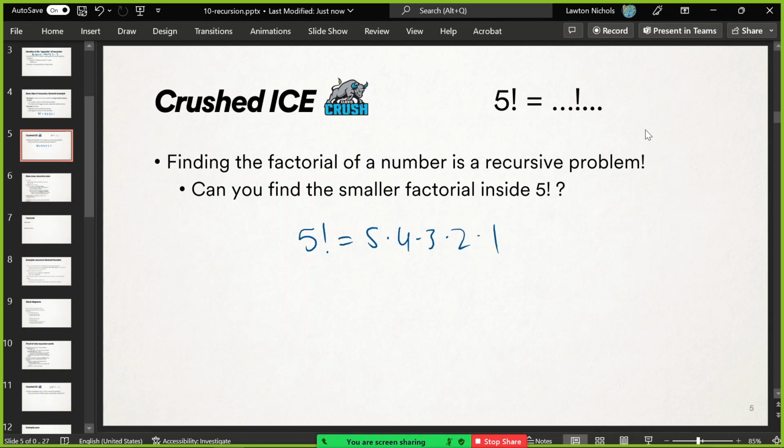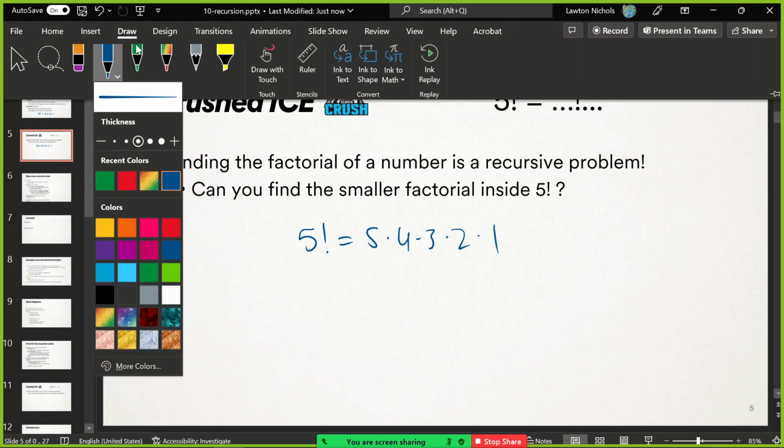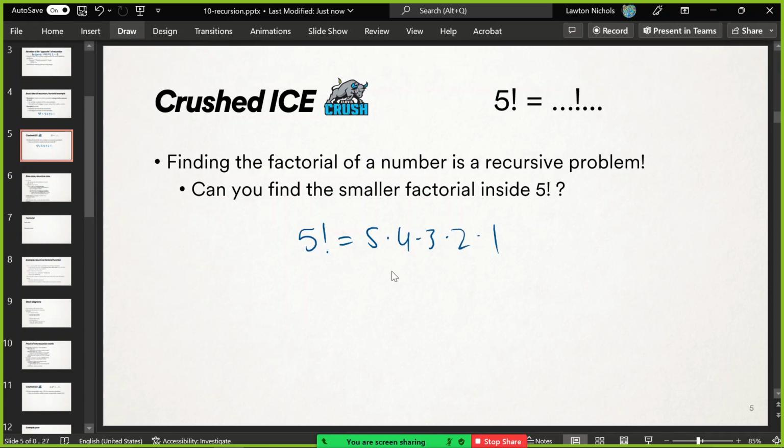All right, that is my very quick 1-minute timer. What did we see? Did we find a smaller factorial inside of 5 factorial? If so, where is it? Somebody tell me. Yeah, it totally works. Does everybody see it? 4 factorial is right here. There's 4 factorial. Are there any questions about that?